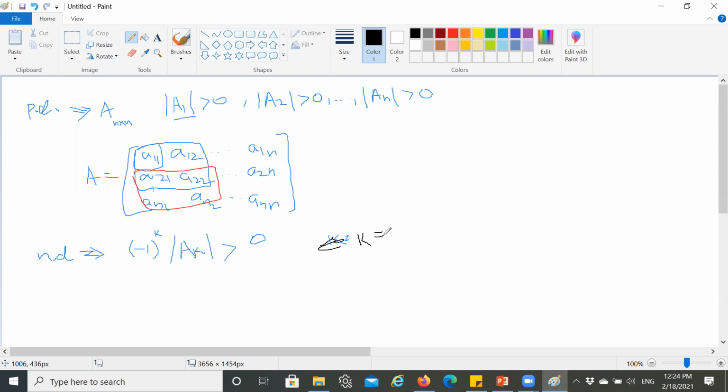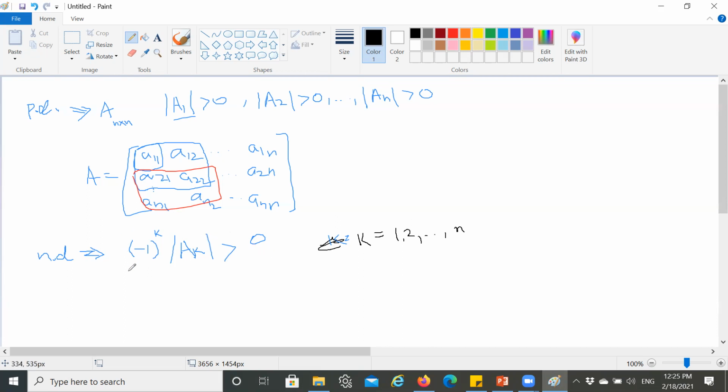K is equal to 1, 2, ..., n. Okay. So if k is odd, this would be minus 1, and therefore the determinant should be negative, so that negative times negative would be positive. If k is even, then this would be positive, and therefore the determinant of Ak should also be positive. Therefore, the product would be positive, okay?